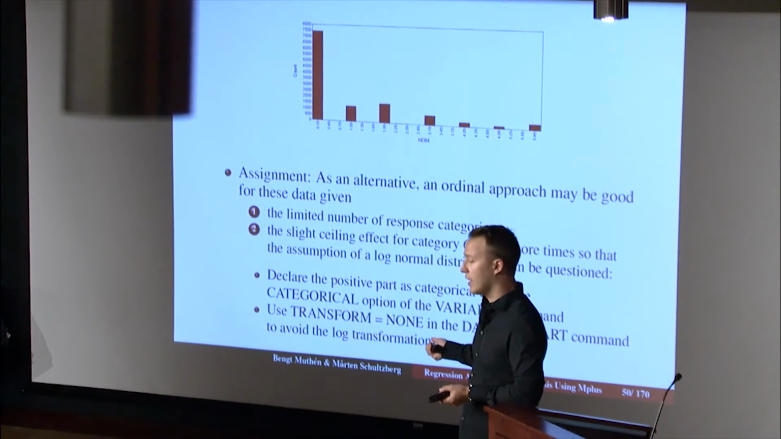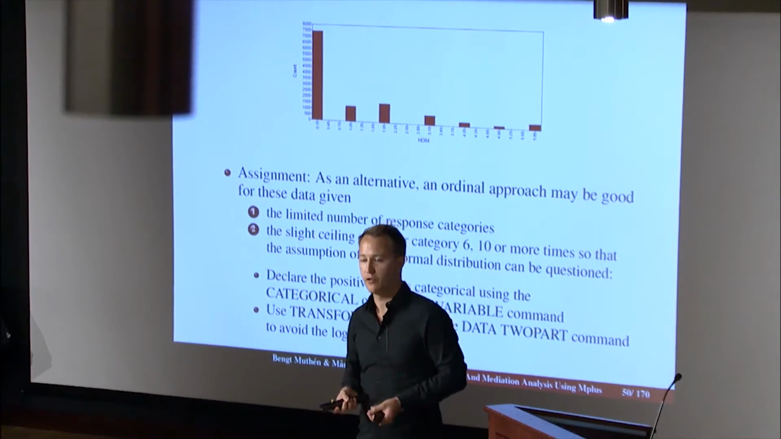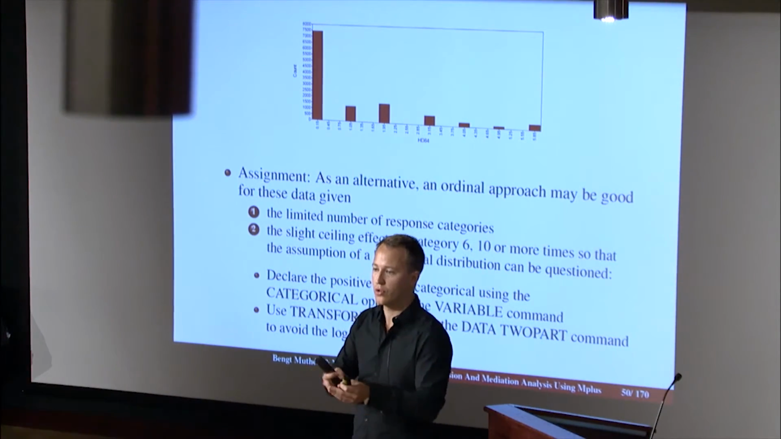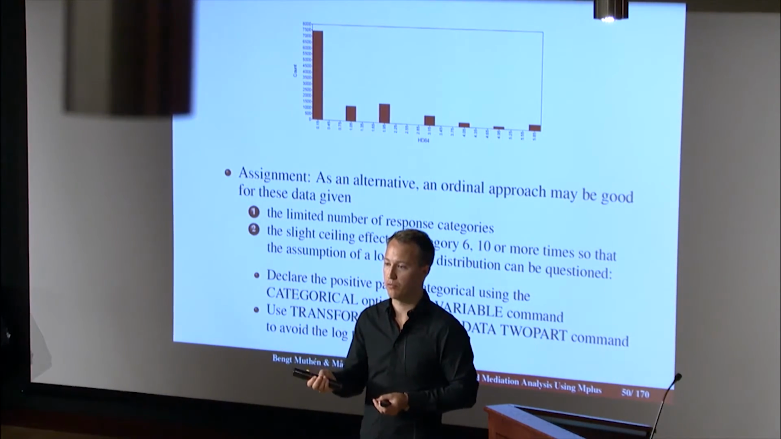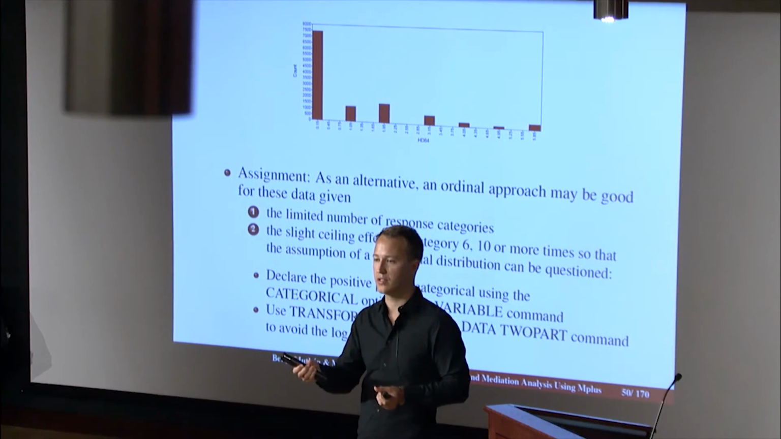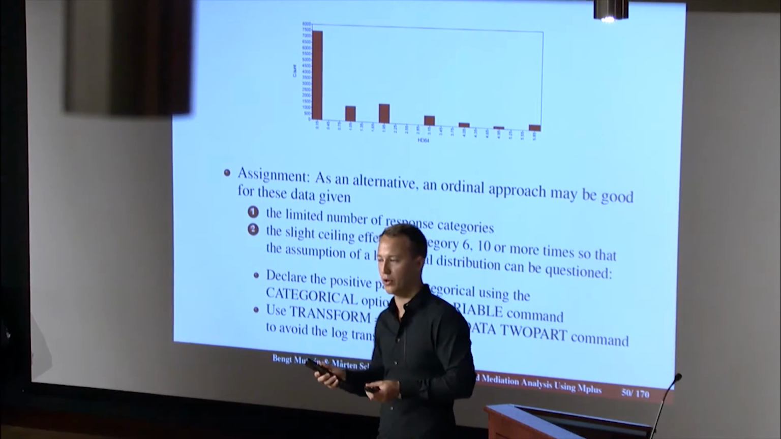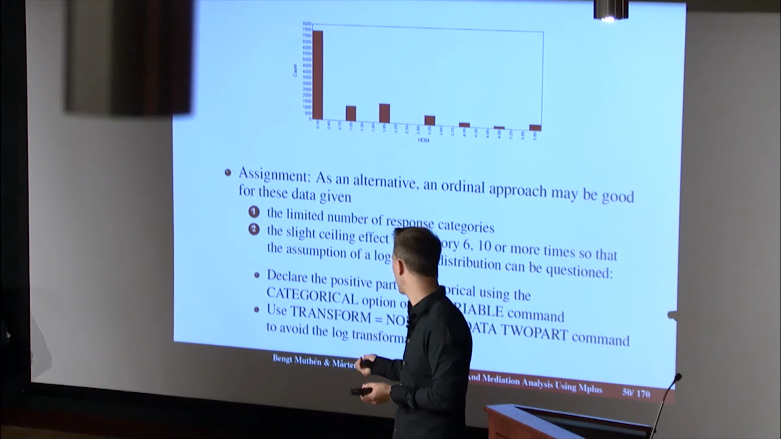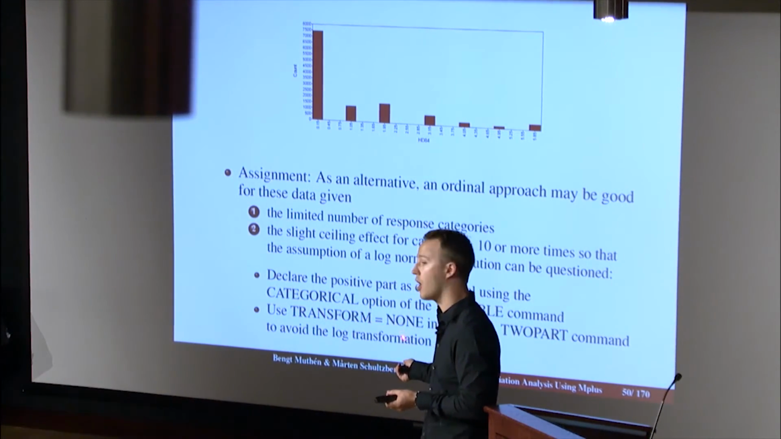But then you would not want the logarithm transformation anymore, right? Because now we're going to view it as an ordinal variable, so you don't want to take the logarithm of the positive part. And here comes in then overriding this default of taking the logarithm of the positive part, which is easily done in the data 2-part command. You simply say transform equals none.